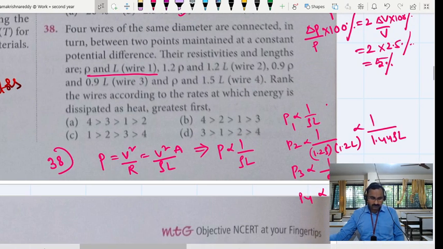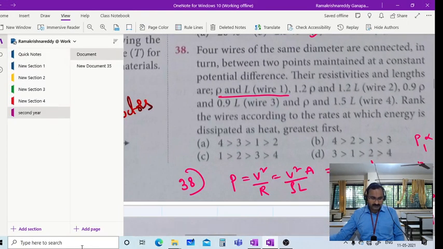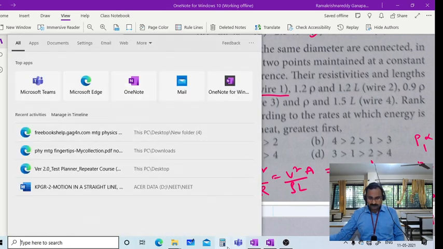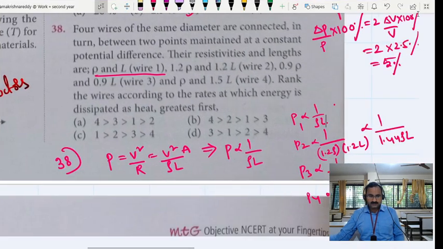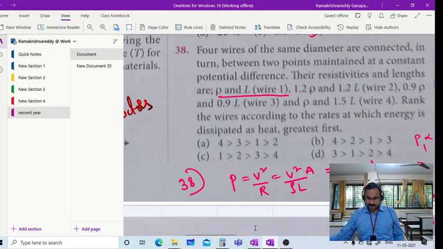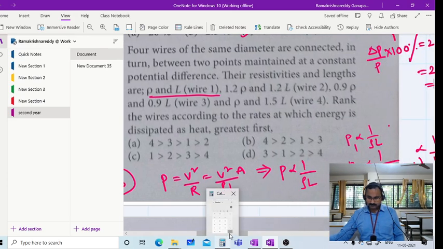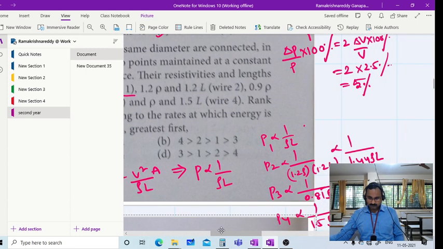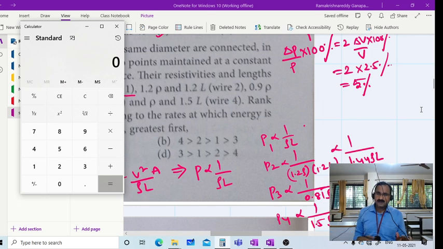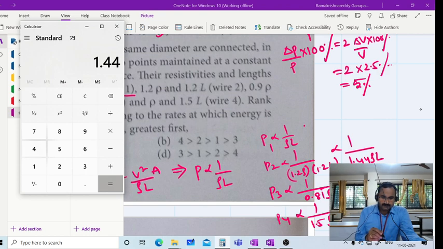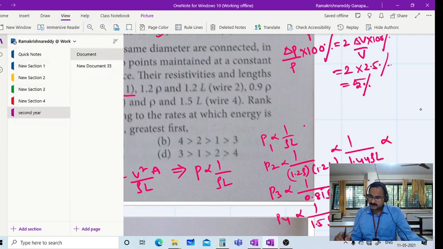1 by 1.44. One second, I will take the help of the calculator. Actually we cannot use that, but anyhow there is no other possibility for us, so that's why we are using it to solve the problem in less time. 1 by 1.4 is roughly 0.7. 1 divided by 1.44 roughly will be 0.69, right?